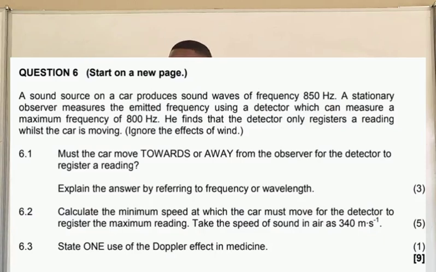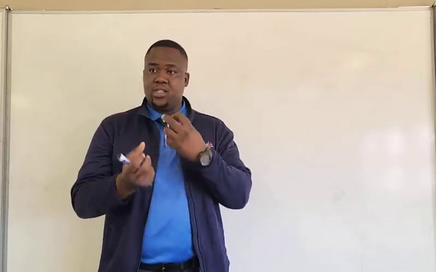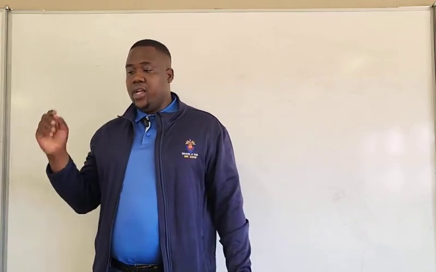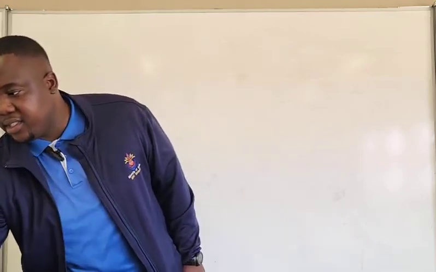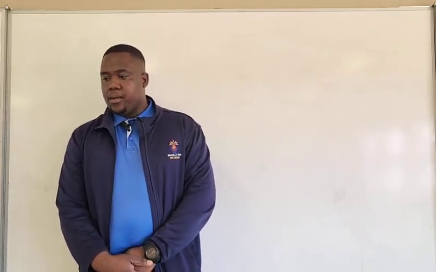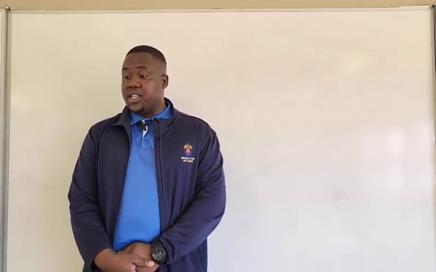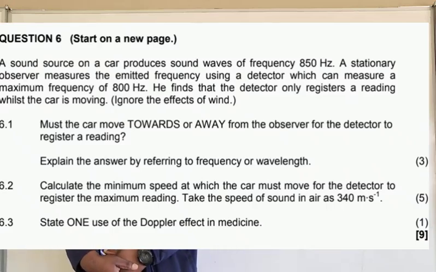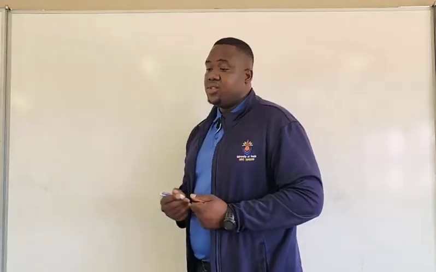Take the speed of sound in air as 340 meters per second. We need to be careful about this question, because it is trying to relate the motion of the car. There's a relative motion here. It is asking us to calculate the maximum speed at which the car must move for the detector to register the maximum reading. So how do we calculate that one?